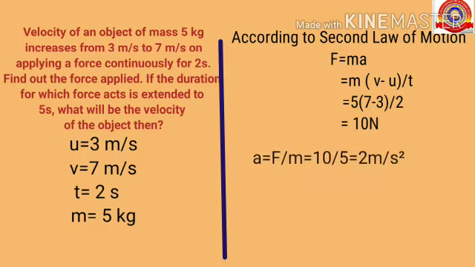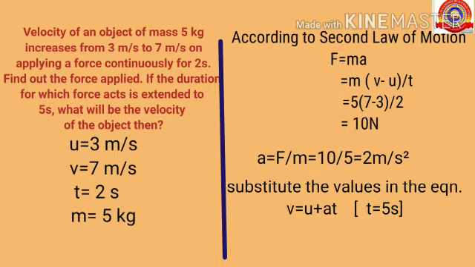According to the second law of motion, we know F equals ma, and here acceleration is not given. So, instead of a, we can write it as (v - u)/t, that is F equals m into (v - u)/t. Substituting the values from the data, we will get F equals 10 Newton.